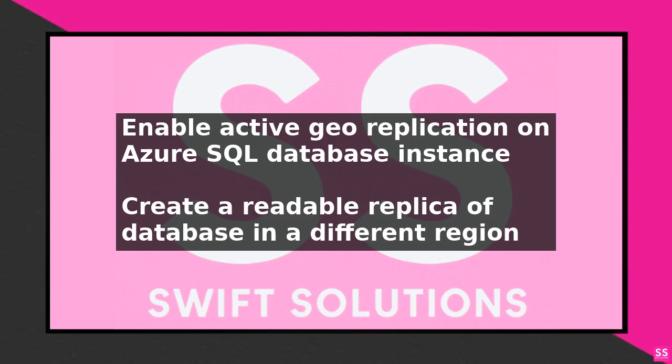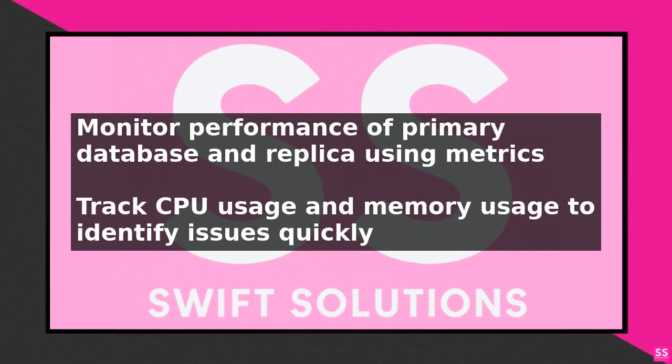Step 3. Configure failover groups to automate the failover process. A failover group is a logical grouping of databases that can failover together. To create a failover group, navigate to the Azure portal, select your database, and click on the Failover Groups option. Choose the databases you want to include in the group and configure the failover policy.